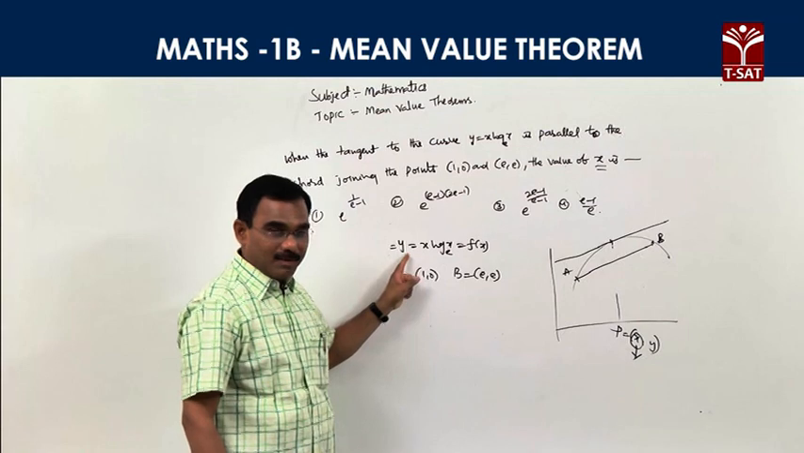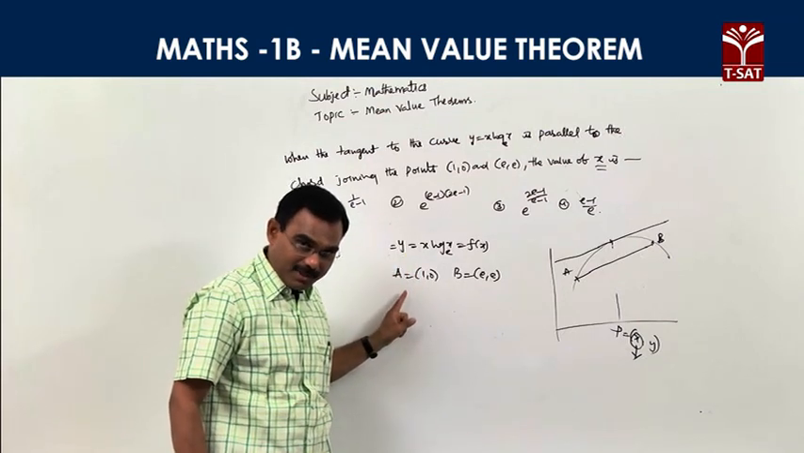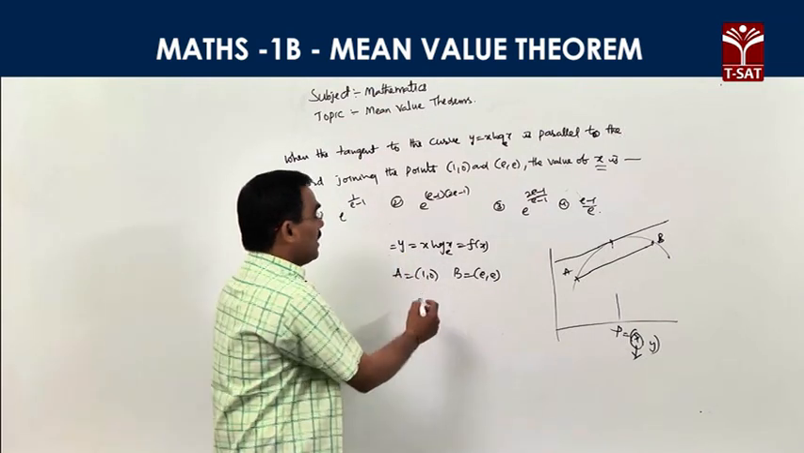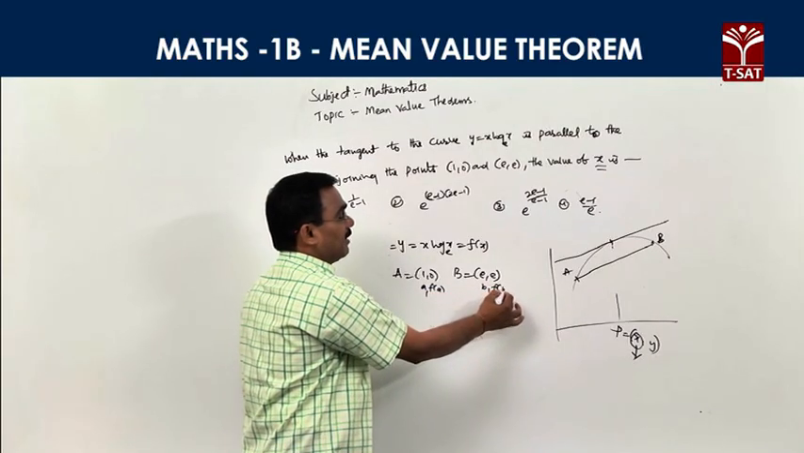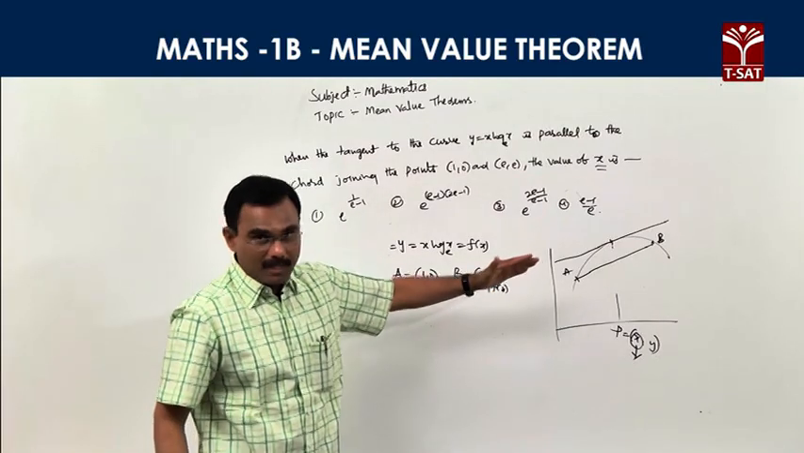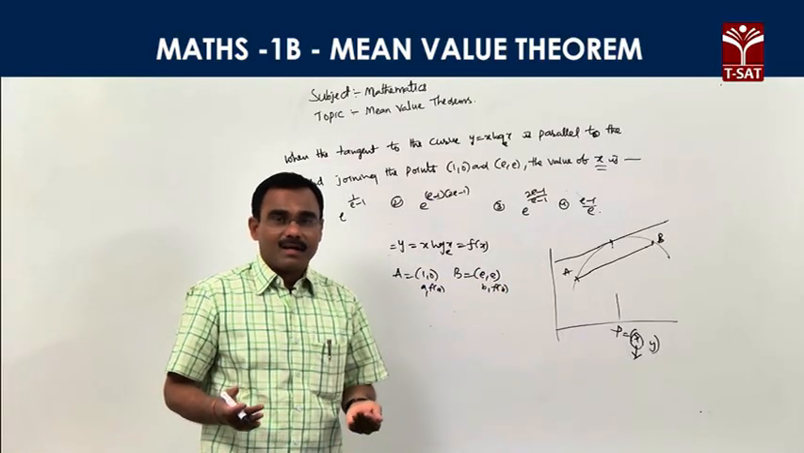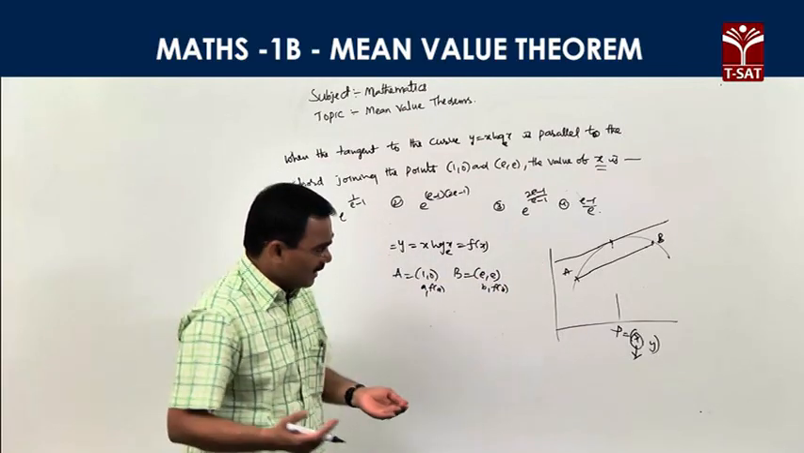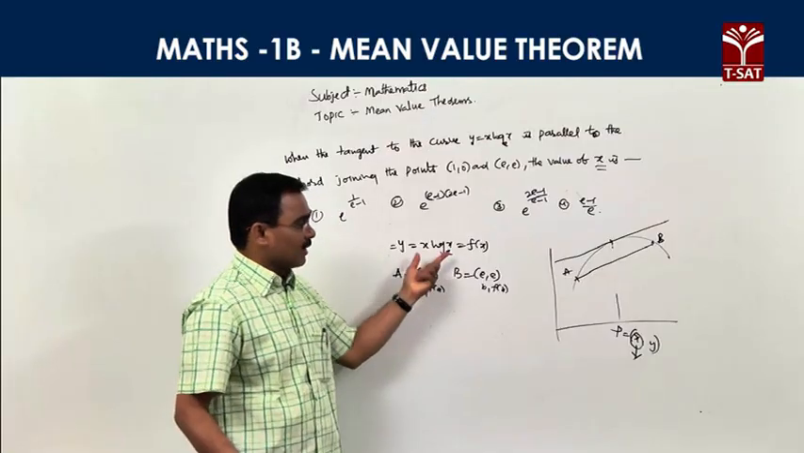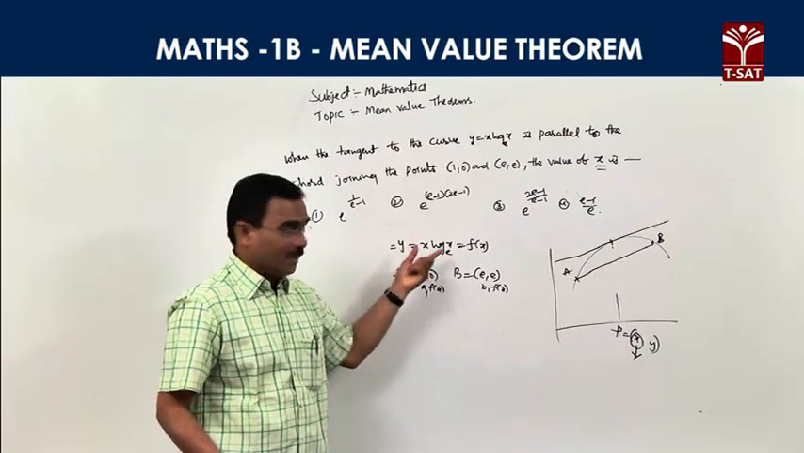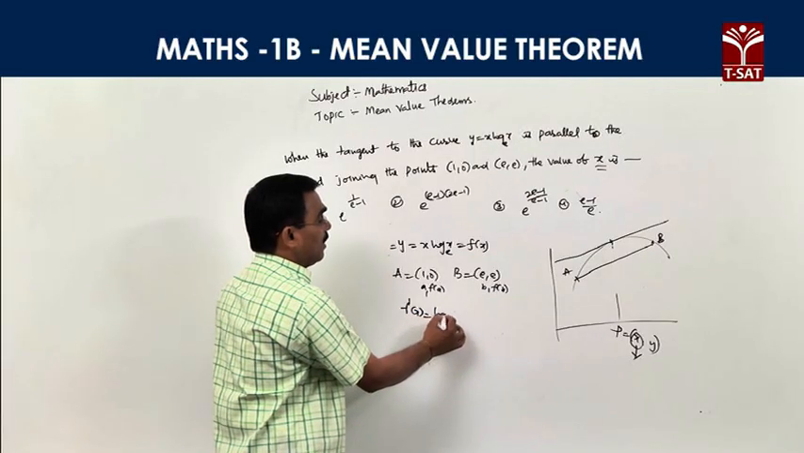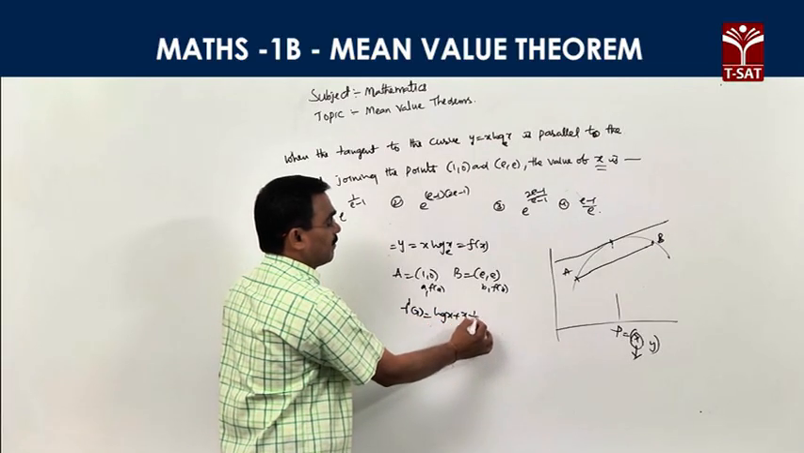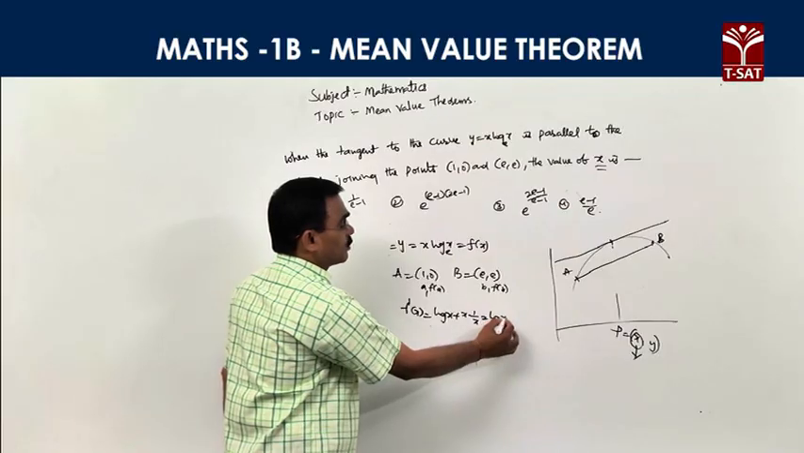Given the function, point a is (a, f(a)) and point b is (b, f(b)), and the tangent is parallel to the chord, so apply Lagrange's mean value theorem. What is Lagrange's mean value theorem? x log x is always a continuous function. f dash x is equal to log x plus x into 1 by x, the value is log x plus 1.